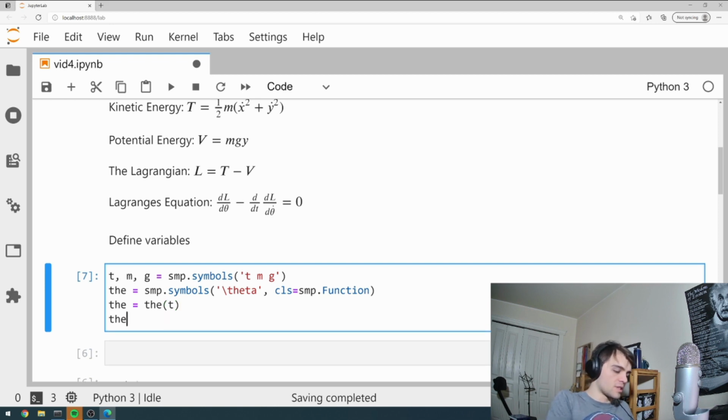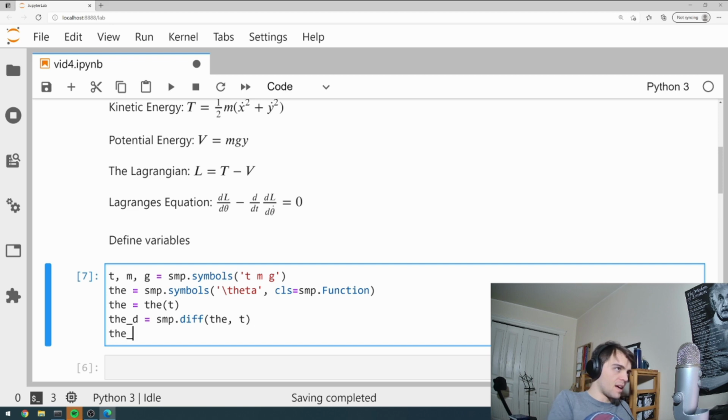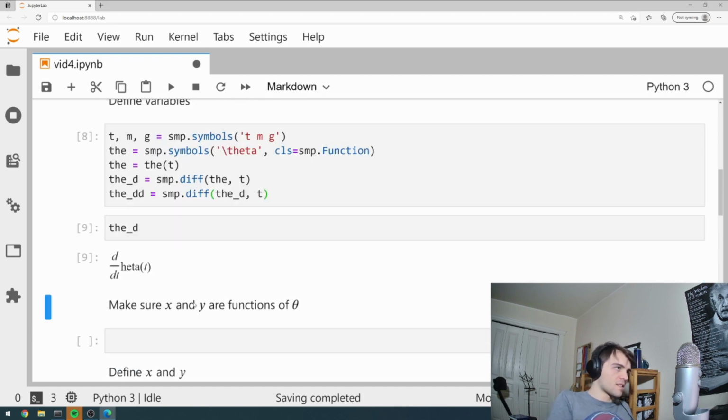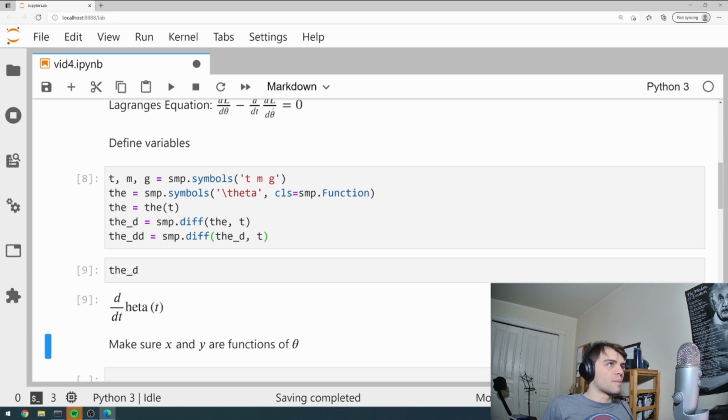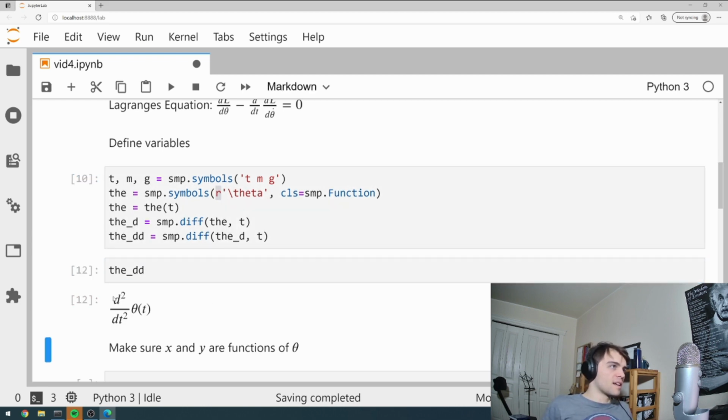So theta_d will denote one derivative, and you can use sympy.diff. This takes the derivative of theta with respect to t. And then we also have theta_dd, the second derivative, which is the derivative of theta dot with respect to t. So I can print these, and I want to make sure that this is LaTeX. So here's, for example, d dt of theta. I put this little r here for raw string. Here's d theta dt, and here's the second derivative of theta with respect to t.